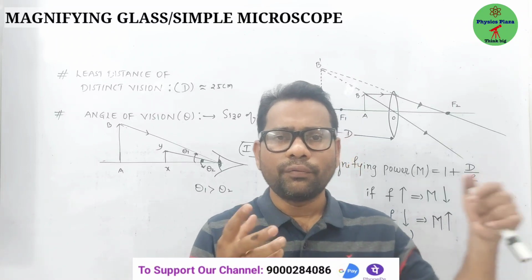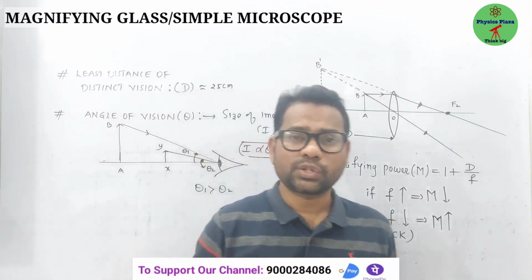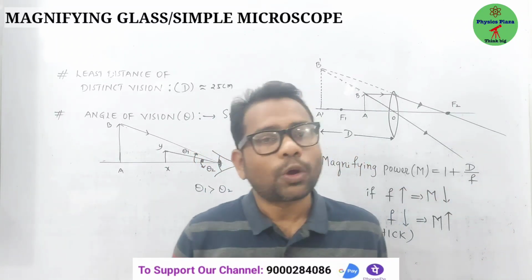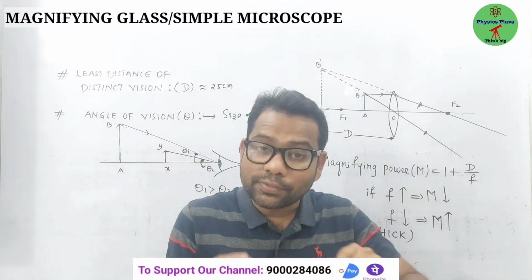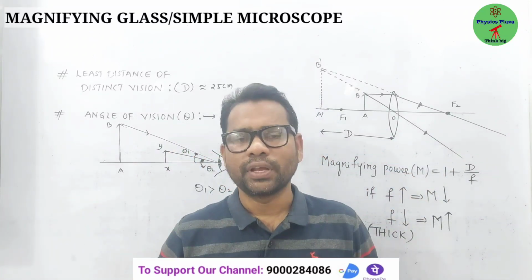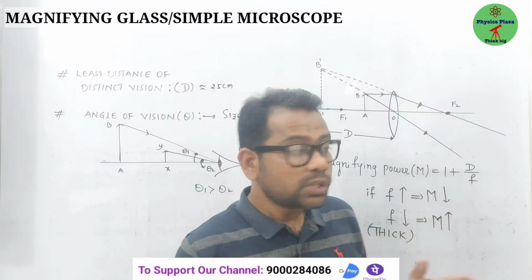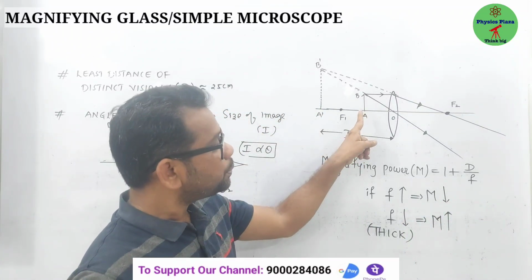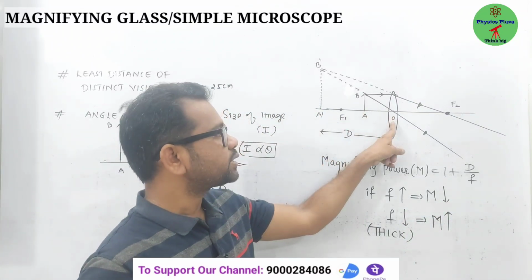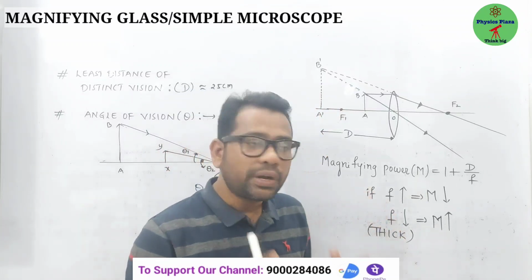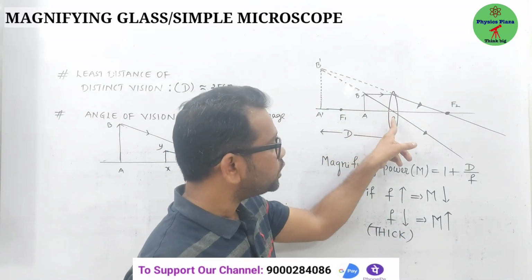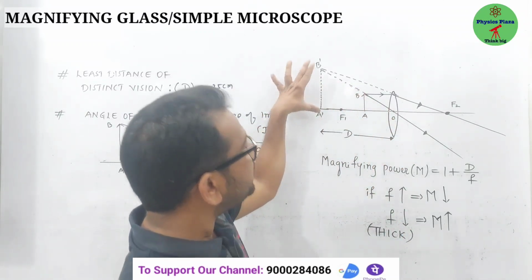So in general, which is used as a magnifying glass, children? Yes, a simple microscope, a convex lens. But a convex lens with a short focal length. In which case? The case where the object is placed between focus and optic center. When the object is placed between focus and optic center of the convex lens, it gives a bigger image.